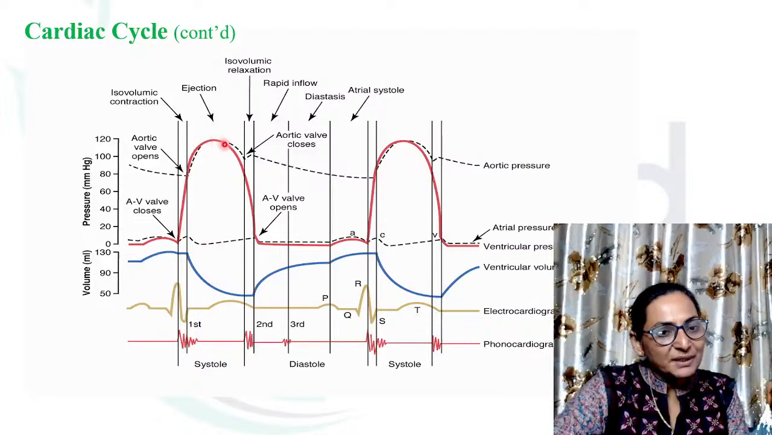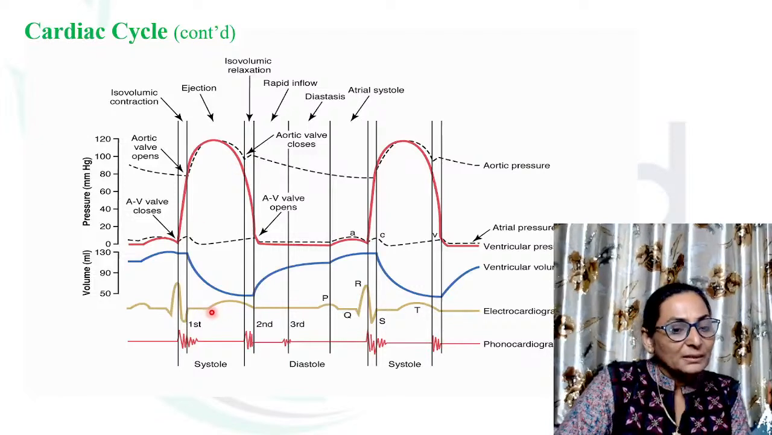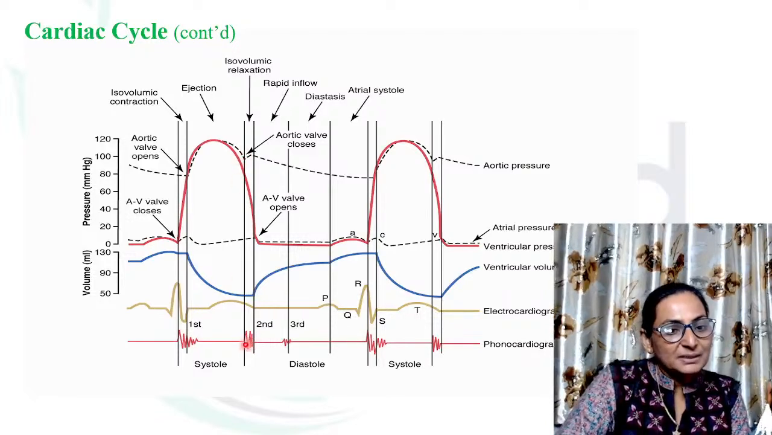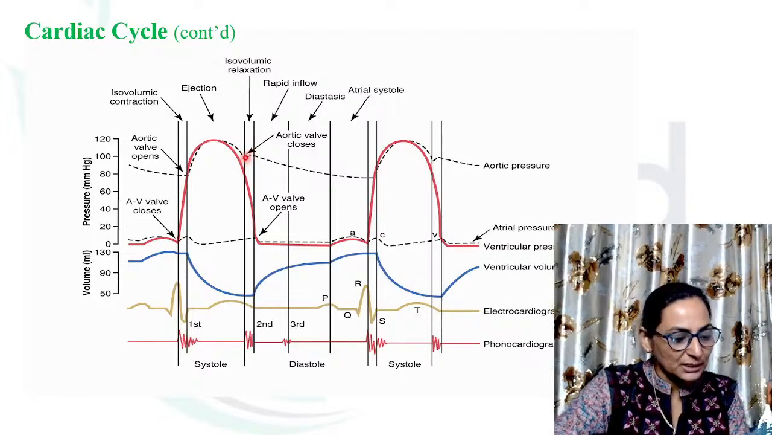So this ejection phase will continue till the pressure in the ventricles falls. There is closure of the aortic valve. You can see that the closure of the aortic valve is just preceded by the T wave on ECG, that is reflecting ventricular repolarization. So here you get the second heart sound with the closure of the aortic valve, and on the aortic pressure curve, you get an incisura, a dicrotic notch, which then is followed by diastole, that is relaxation.